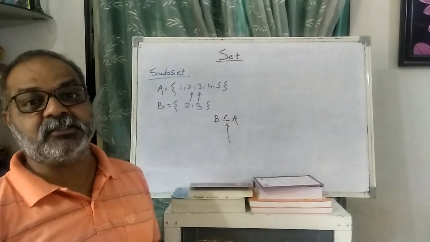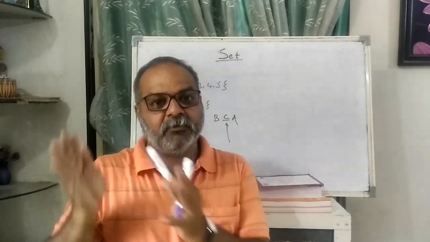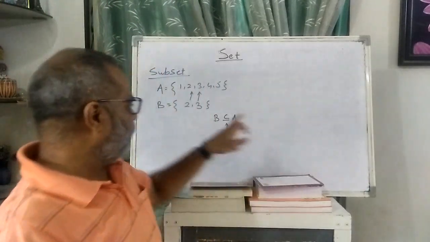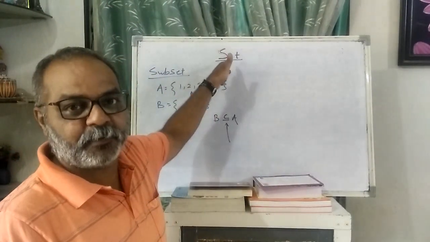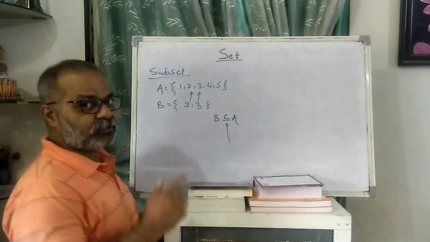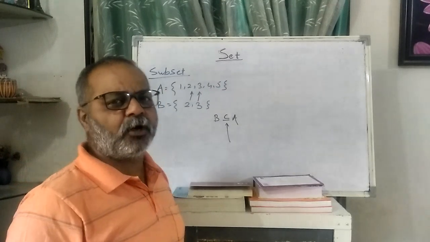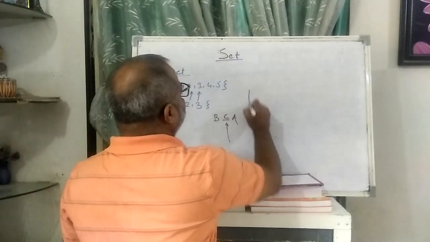That means the subset contains elements of the main set or the bigger set. Okay, so B is a subset of A. That means every element of B is present in A. Let's draw the Venn diagram of this one, because I just discussed that the Venn diagram is very important for logical thinking.